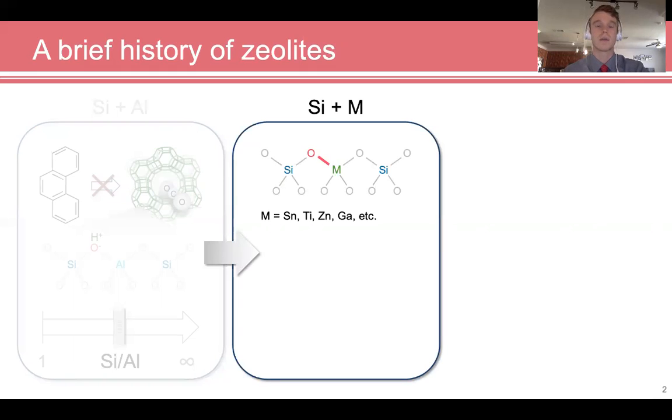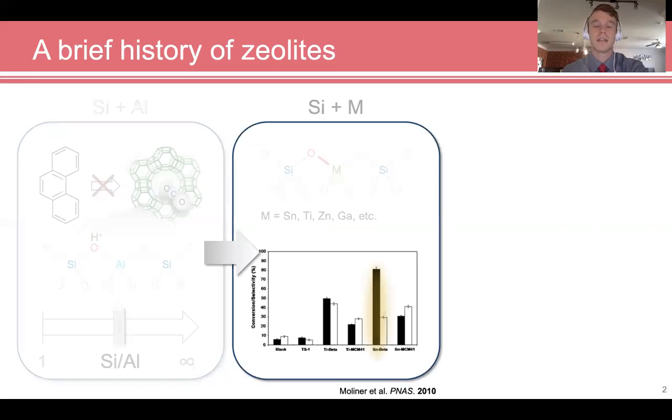Another way to control zeolite properties is by incorporating metals into the framework instead of aluminum. So for example, Professor Davis and others have shown that tin can be incorporated into zeolite beta and enhance its performance in glucose isomerization.